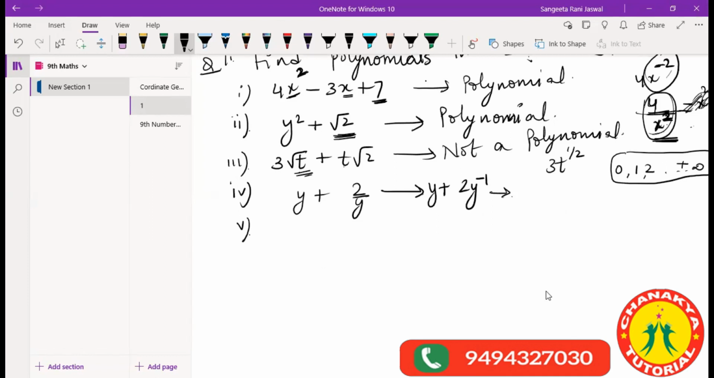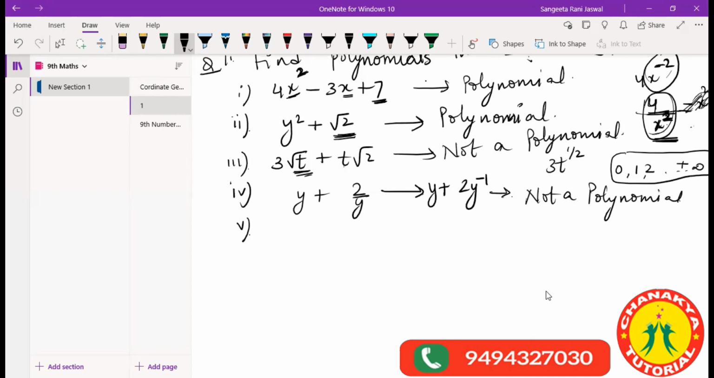Yeah, ma'am. So we don't take it as a polynomial. You can write not a polynomial, and your reason can be because the power of y is not a whole number. Okay? Just like in the previous one, the power of the variable was not a whole number. So same is the case here. Not a polynomial.